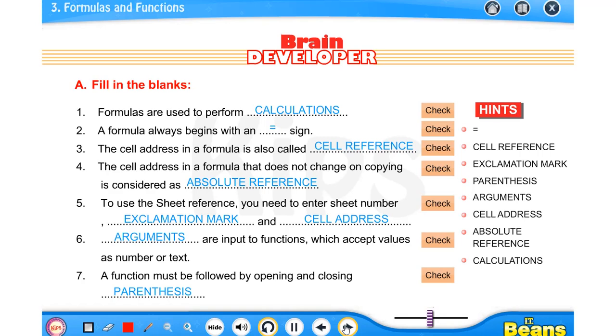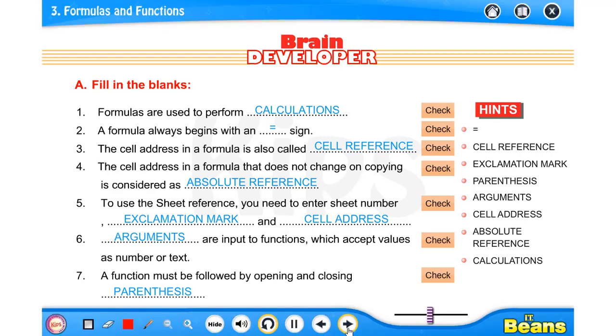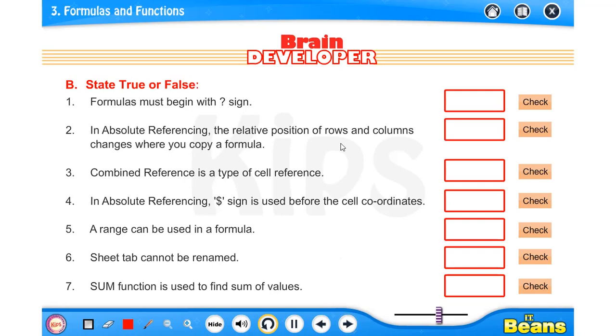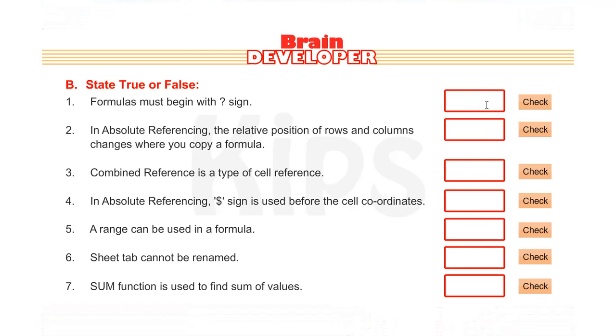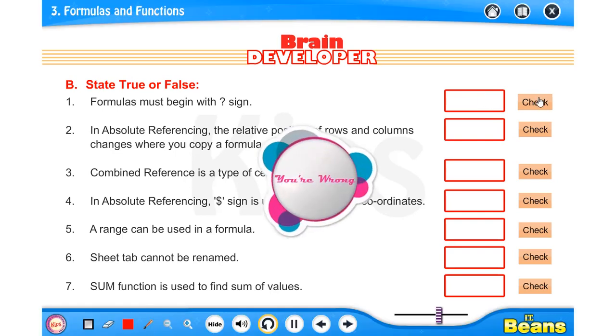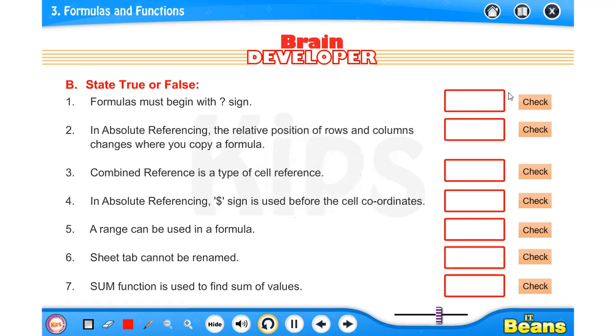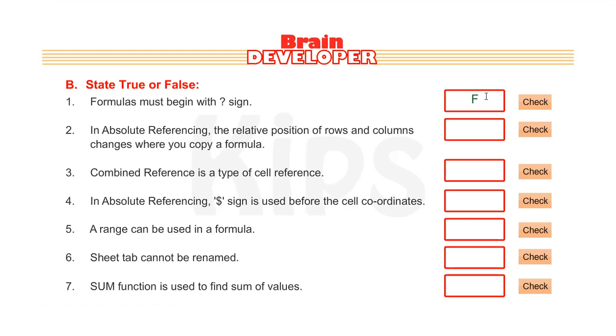Now we are doing true false. Give your response fast, beta. Say true or false. We are running out of time. So the first one: formulas must begin with dash sign. Which sign will formulas begin with? It's not a question mark, it should be equal to, so the answer will be false. Let me check it. Formula must begin with question mark sign. No, it is incorrect, so false will come in it, beta.